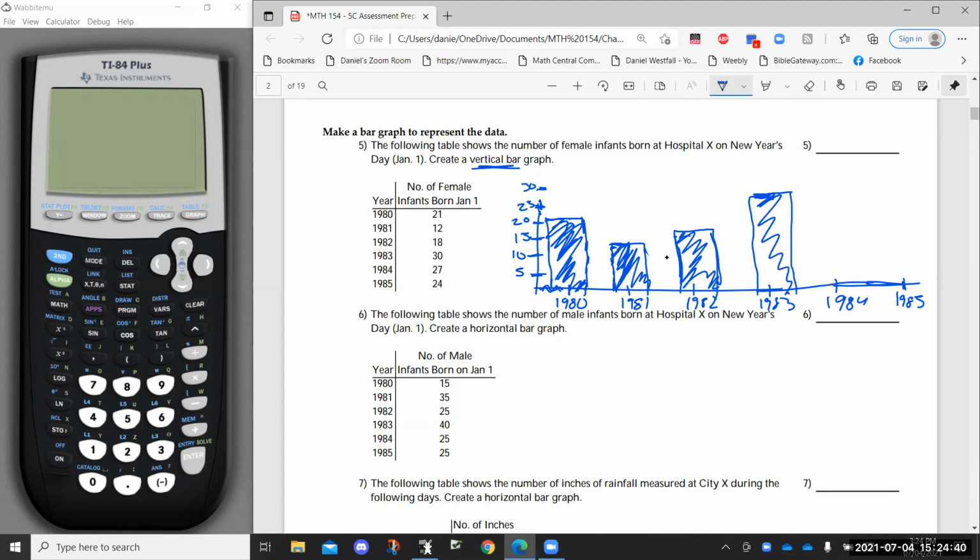27 is again way up there. Lots of babies born in 83, 84, lots of female babies at this hospital. And then 24 is just going to be a tad bit below 25. So it's right over here, like so.